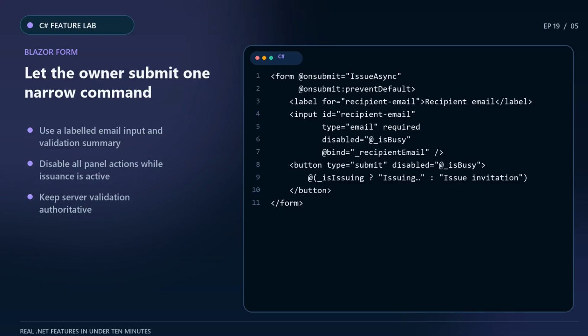Keep the existing alert and status regions for denied and failed outcomes. The form never asks for a workspace, role, expiry, or acceptance code. That keeps the browser command aligned with the owner-only API and prevents a convenient user interface from quietly widening the trust boundary.